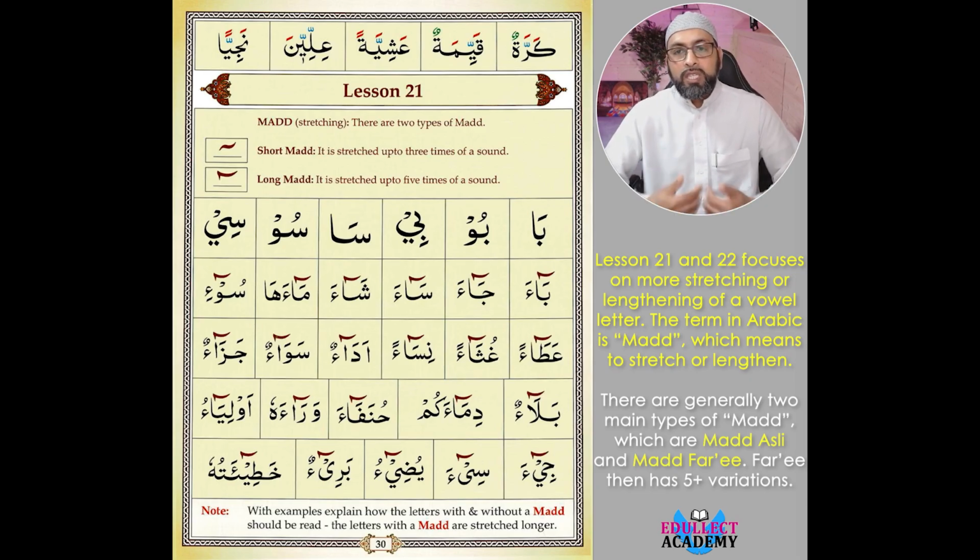So you stretch a word like we've done before, like in the example you have ba, alif, ba, we've stretched it, ba, wal, dhamma, bu, and ba, ya, kasra, bi. So we've stretched it. So what we are doing there is actually we are doing a mad, meaning we are stretching.